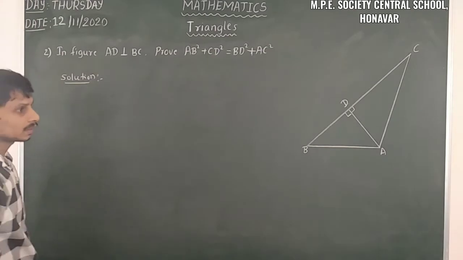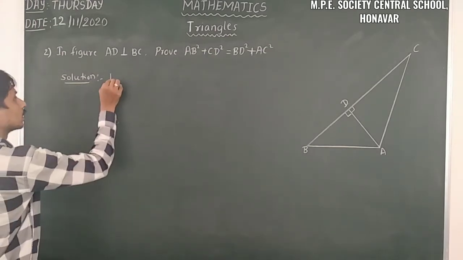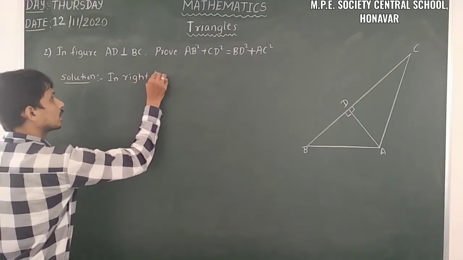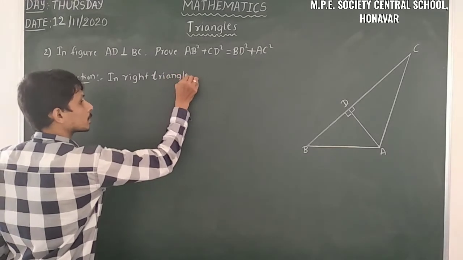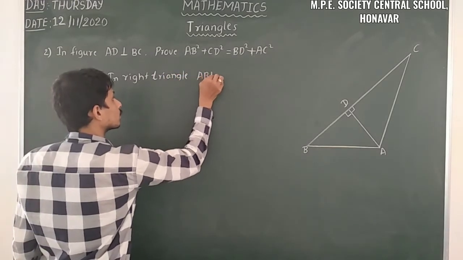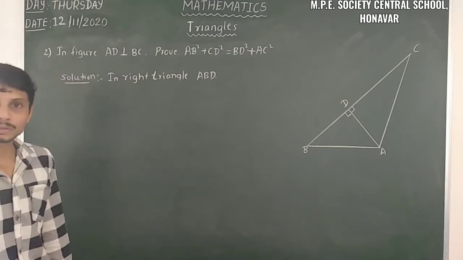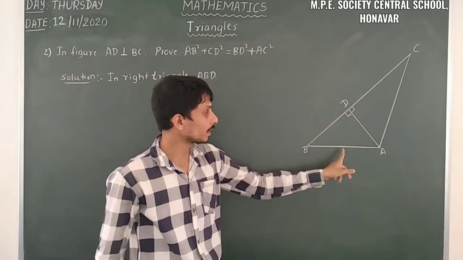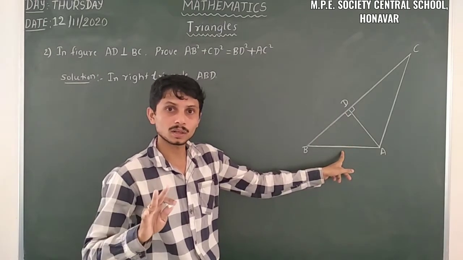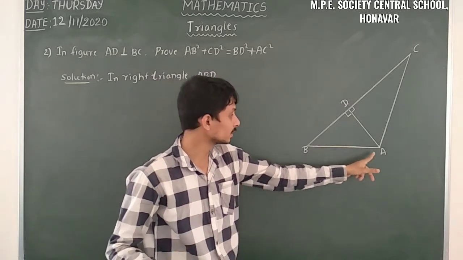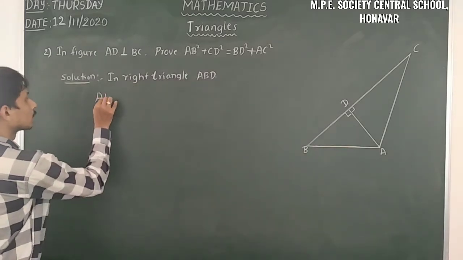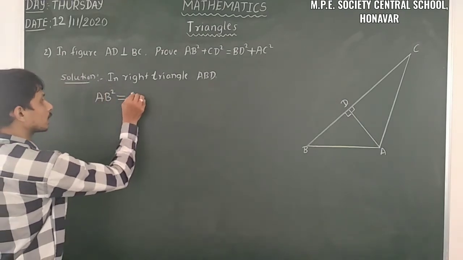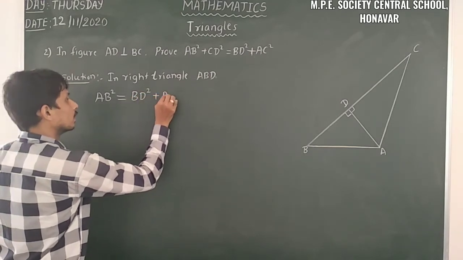In right triangle ABD, the side opposite the right angle is the hypotenuse, so that one also you have to remember. So AB square is equal to BD square plus AD square.